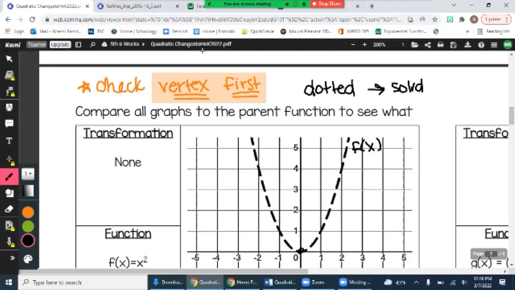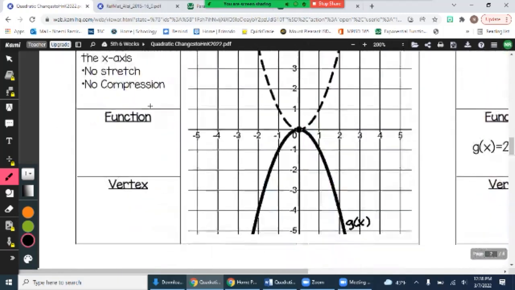Now, you will not always be provided a graph, so that's why we're learning how to write the transformation based on the equation or based on the graph. Ready? Let's look at the first example. First thing you want to do is check the vertex. The vertex for this function is what?